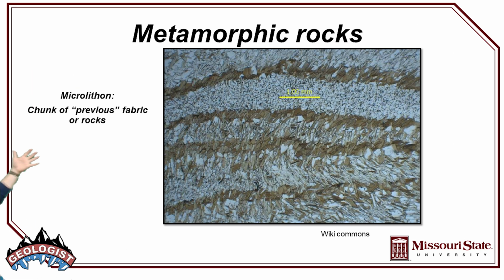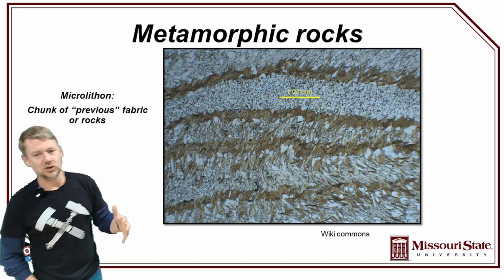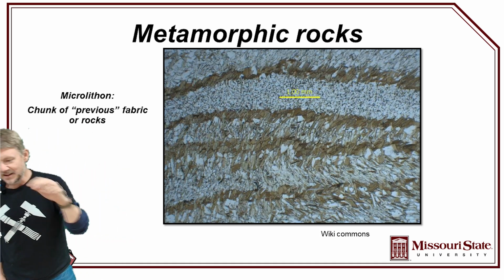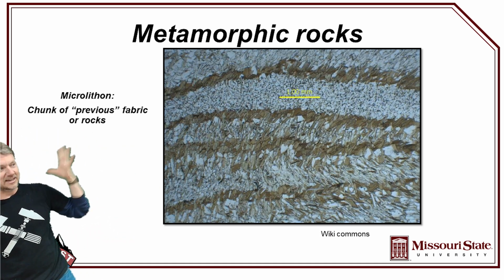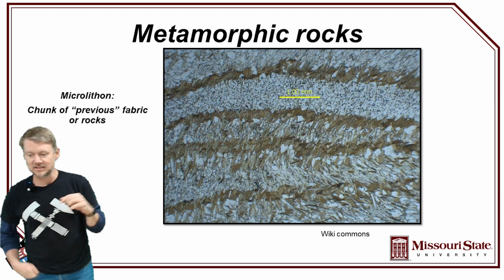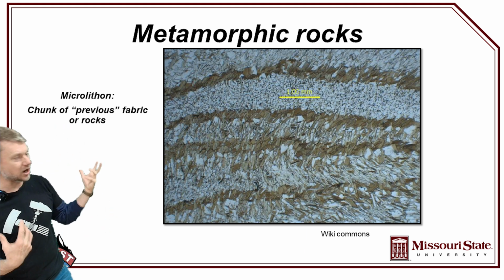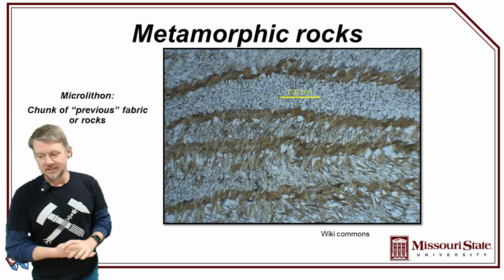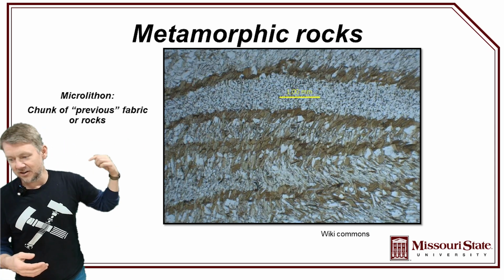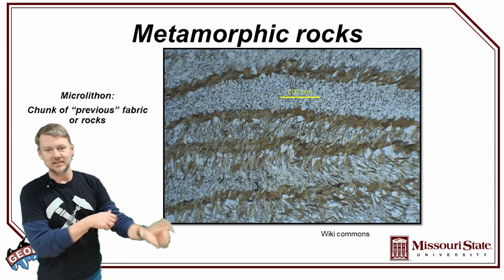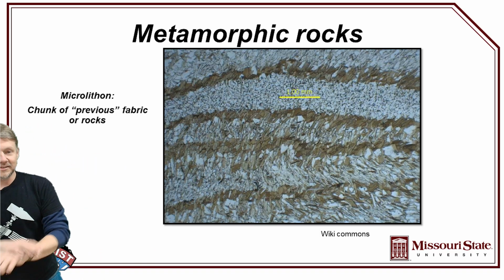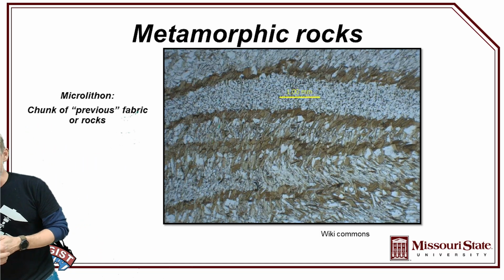When we start looking at metamorphic rocks, there's a lot of terms that you probably haven't heard before. And so this is one that I like to introduce because it does pop up on some exams, called microlithon. What a microlithon is, is like a chunk of a pre-existing rock. And so an example, this fabric here where that yellow line is a pre-existing part of the protolith. And so that's classified as a microlithon.